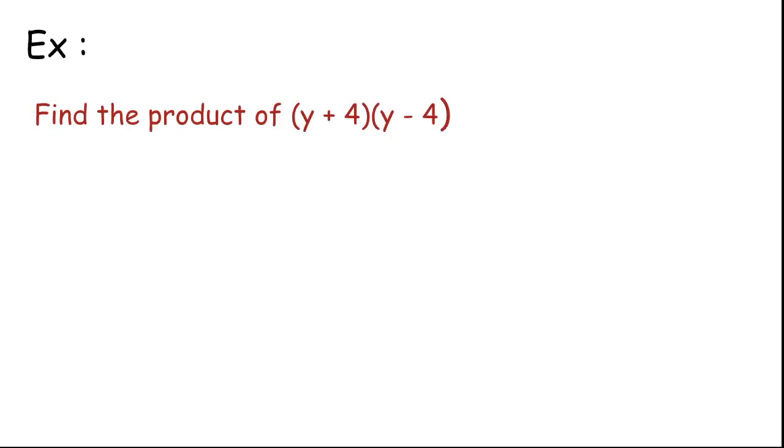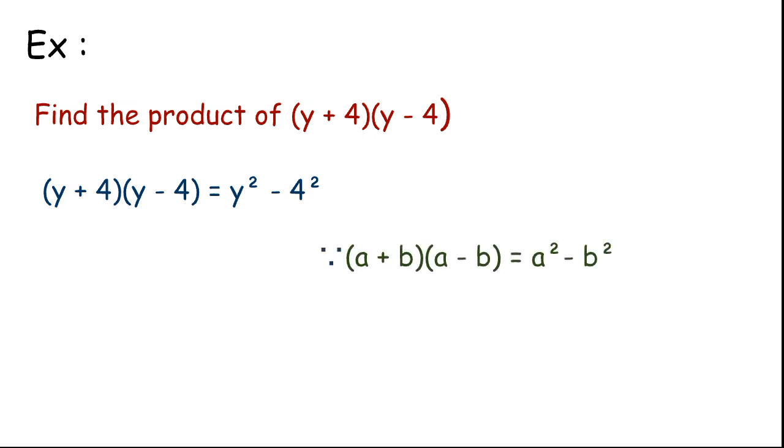Let us see an example of this. Find the product of (y + 4) into (y - 4). So (y + 4) into (y - 4) is equal to y square minus 4 square, because it is in the form of (a + b) into (a - b) is equal to a square minus b square, where the value of a is y and the value of b is 4. So (y + 4) into (y - 4) is equal to y square minus 16.